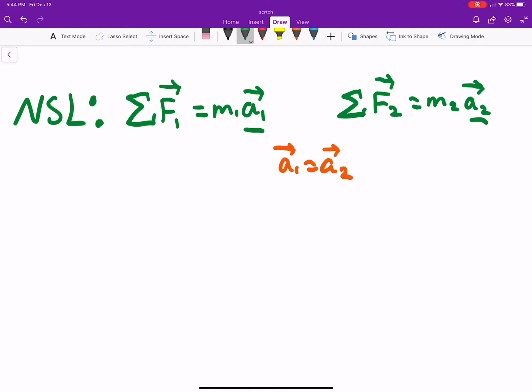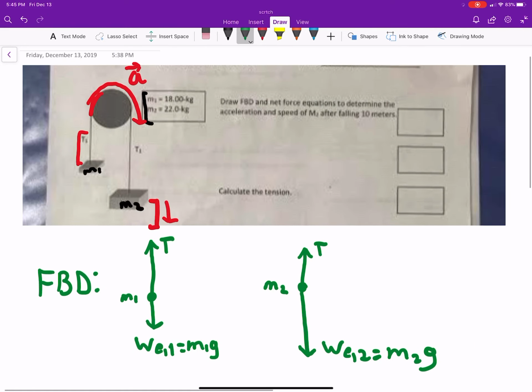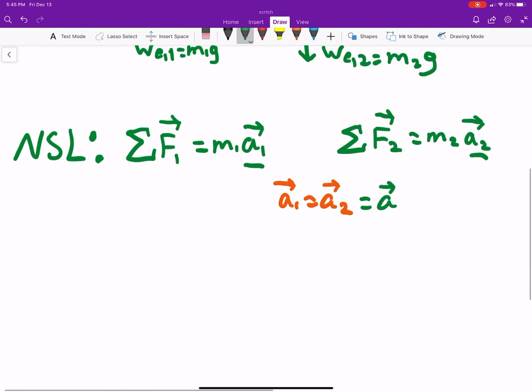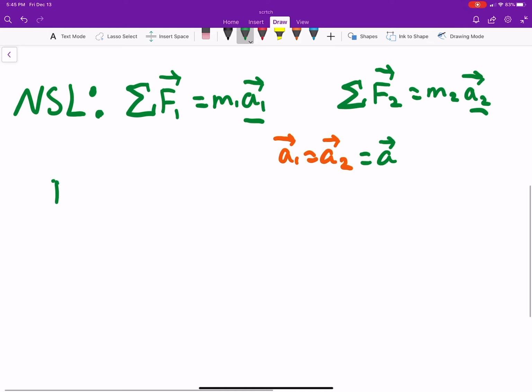So, okay, now that we know this, I'm just going to call it acceleration. I'm just going to call it a. So let's look at force 1. What forces do we have acting on 1? Well, we just have to look at our free body diagram, right? We have tension. Let's draw it a little lower. We have tension minus mass 1 times gravity equals m1a.